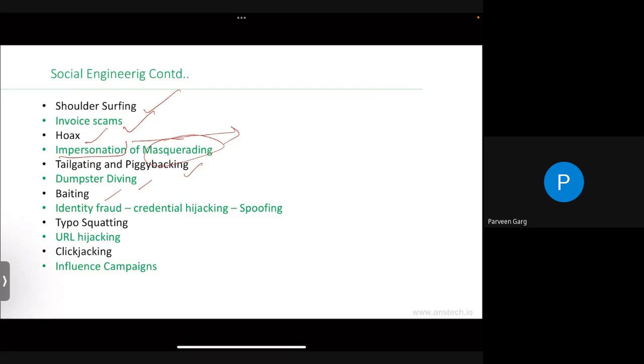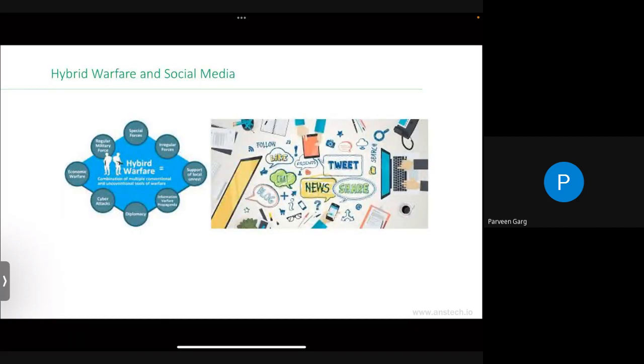Influence campaigns are what a few years back a lot of groups carry out. A lot of environment groups carry out influence campaigns. A lot of terrorist organizations carry out influence campaigns. They target your mind in such a manner that you might get compromised. Why I'm telling you all this is because these are the things you have to keep in mind when you are an organization, any organization, and what is applicable to you. You need to train your people for that. Okay. And that's where hybrid warfare comes in.